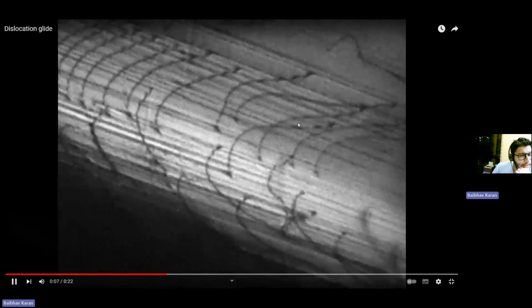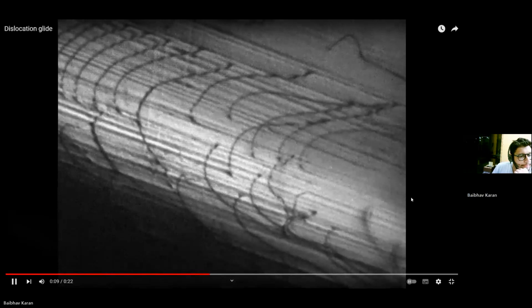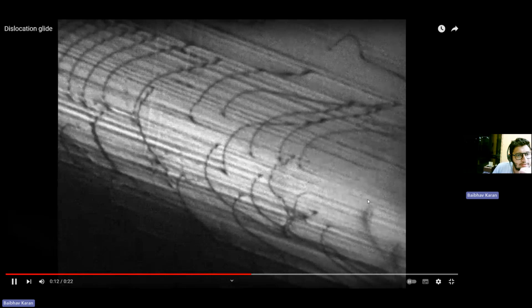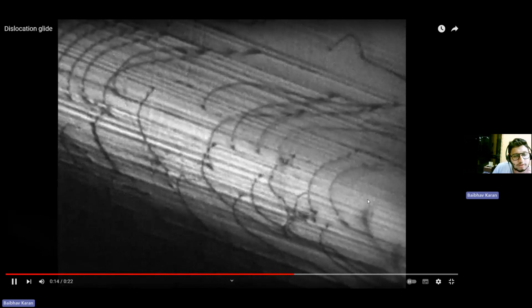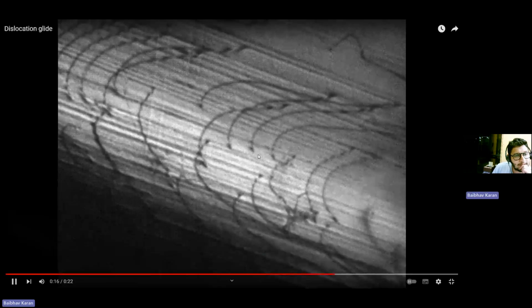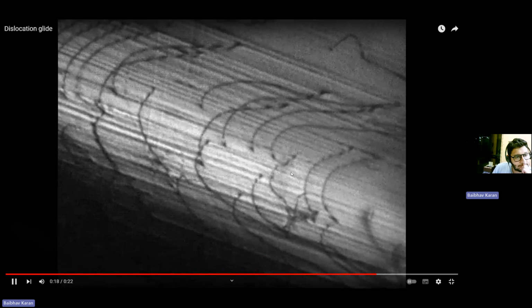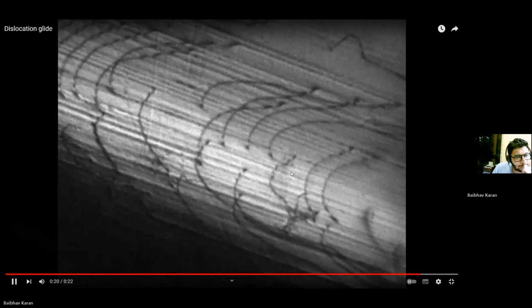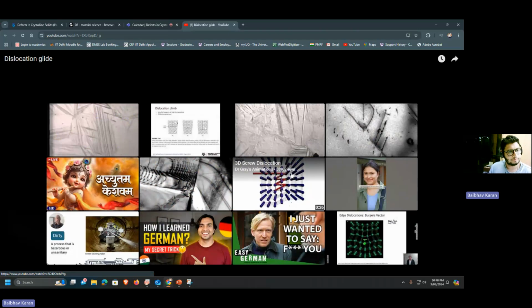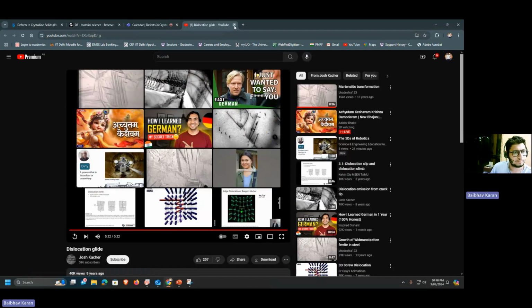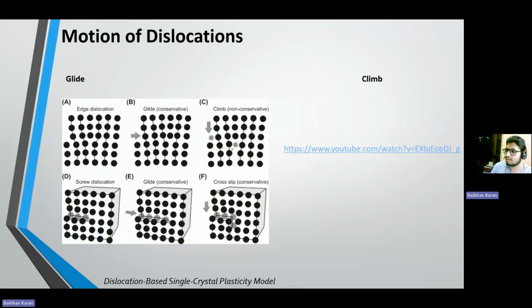Okay, see, these are the dislocations. How are they moving? You can see how the dislocations are moving. This is a glide plane. They're moving along the glide. See, the dislocations are gliding. It looks so nice. They're entangling, then they are gliding again. So this is what dislocation glide is.